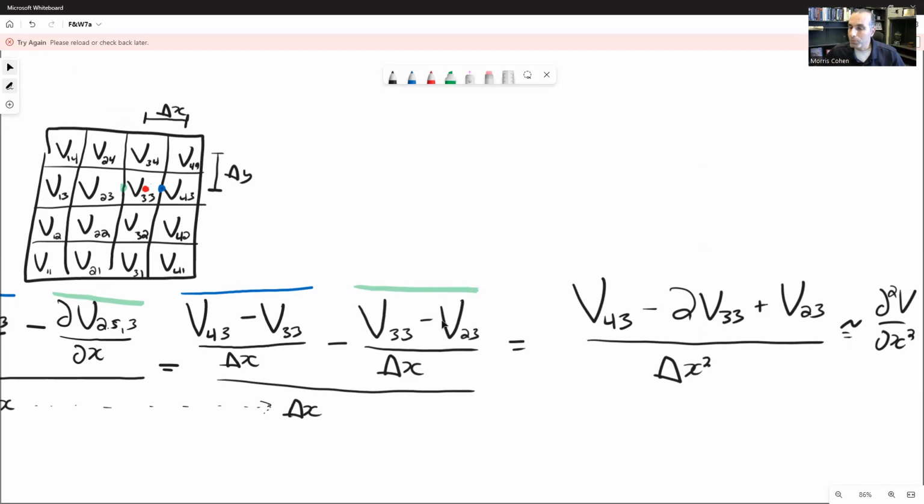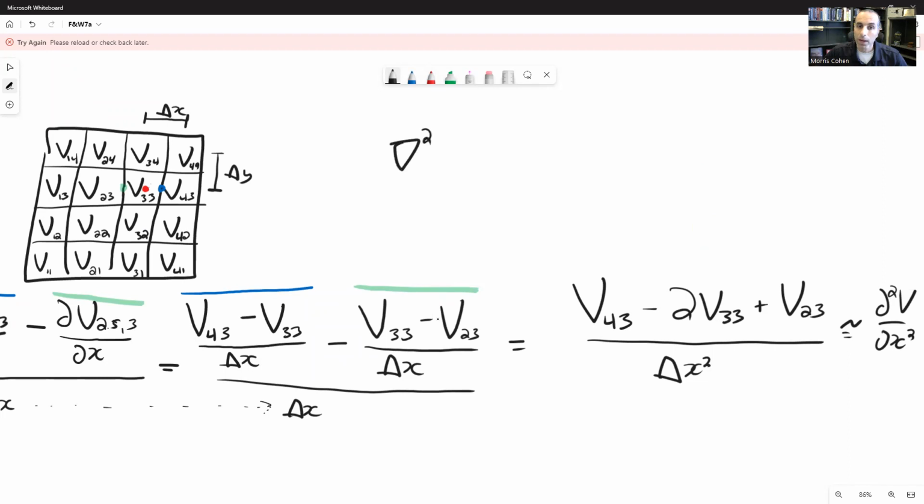We can repeat the same process for the second derivative with respect to y and the second derivative with respect to z, and all we've got to do is combine those, and we have our answer, right? We've got our grad squared of v equals negative rho over epsilon, right? So that's the building block.